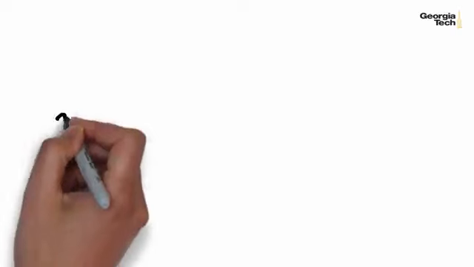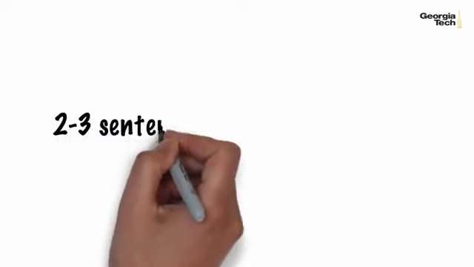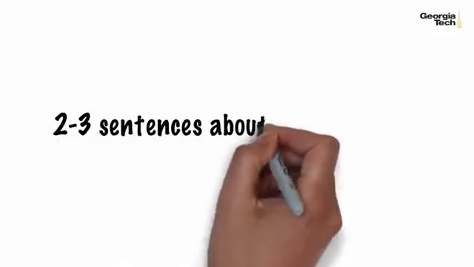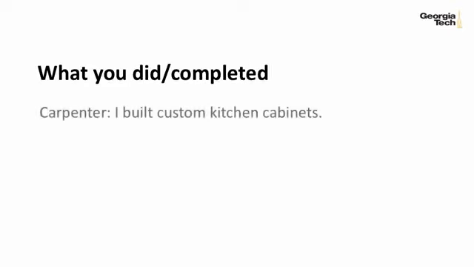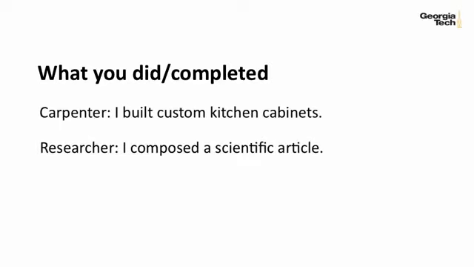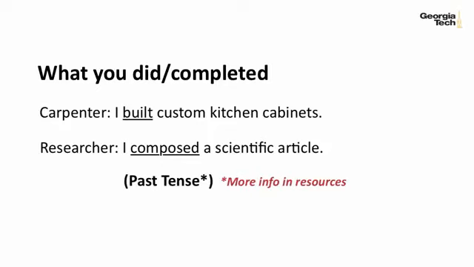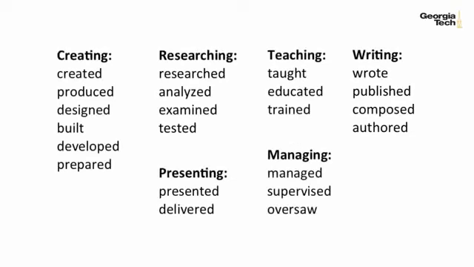Let's move on to the second part of your summary, where you'll highlight your accomplishments or things you did. In this part, you will write 2 to 3 sentences that include details of what you did and completed. For example, if you're a carpenter, you may write, I built custom kitchen cabinets. And if you're a researcher, you might write, I composed a scientific article. For these sentences, you want to use past tense, since these are things you already did. Here are some verbs you can use to describe your accomplishments.